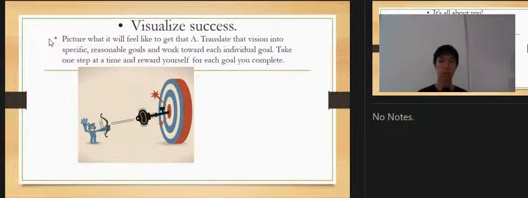Next is visualize success. Picture what it will feel like to get that A. Translate that vision into specific, reasonable goals and work toward each individual goal. Take one step at a time and reward yourself for each goal you complete.